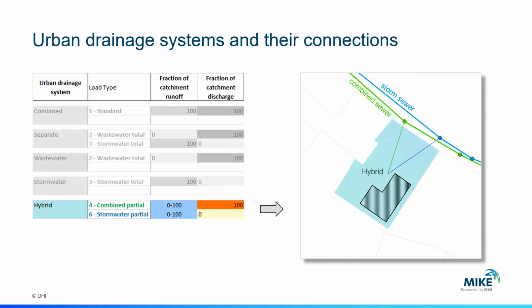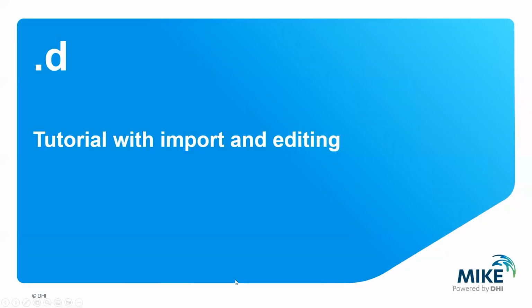And that's the most complicated example here. We have one pipe going to the combined sewer and to the treatment plant. So this one has to take all the wastewater, and it will take a part of the stormwater. And then we have the stormwater partial, again, which takes the remainder. So this is load type 4 and load type 6.